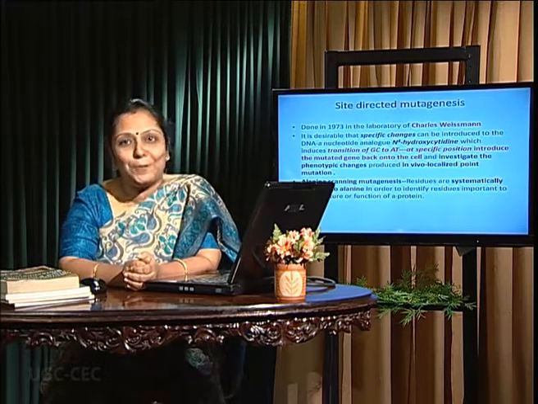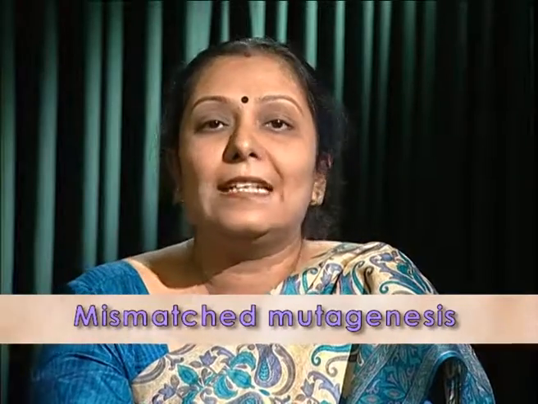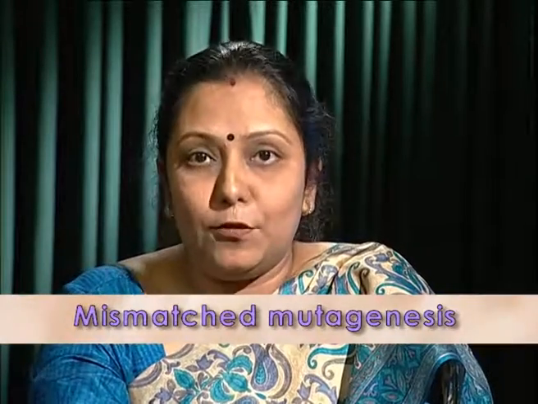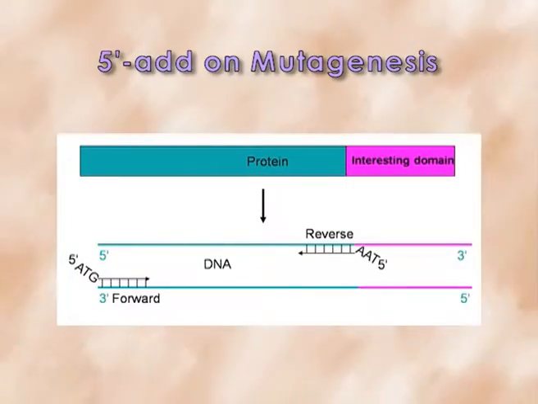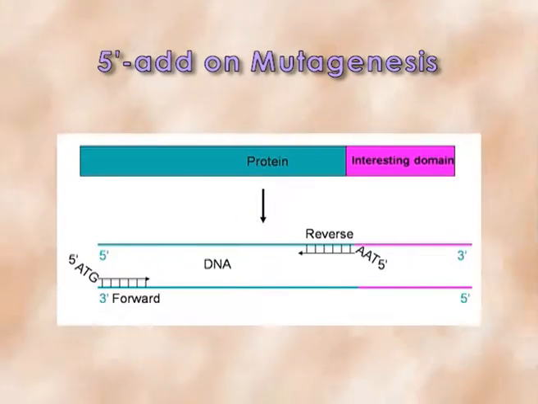are actually observed. Next one, mismatched mutagenesis. Just like the first one, site-directed mutagenesis, what happened? Just one amino acid is actually the causative agent for the phenotypic change or disease. Next one, 5' add-on mutagenesis. So the 3' site is okay, but the 5' site contains a promoter, novel sequence and mutated site as well. So the protein structure and the function can also be monitored.